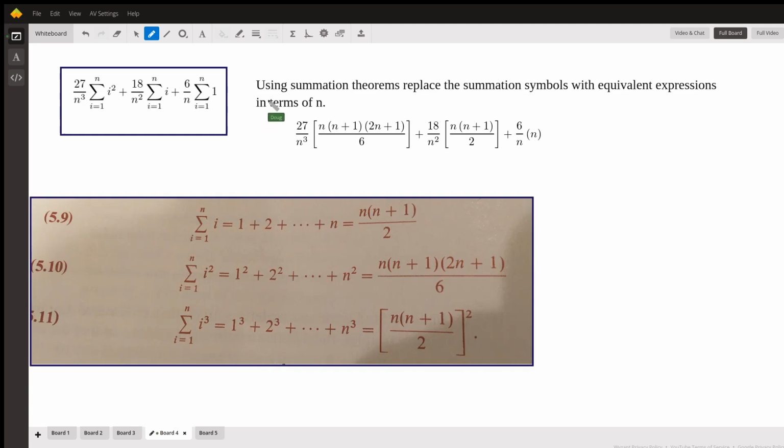So on the next board, what we're going to do is use summation theorems to replace the summation symbols with the equivalent expression in terms of n. And here are your formulas right here. These can be proven using mathematical induction. So if you have the sum from i equals 1 to n of i, 1 plus 2 plus 3 plus blah, blah, blah to 25, you'd put 25 in here. And that would be the sum of those 25 terms. And here's one for the sum of i squared. So we're replacing these expressions right here with their equivalents in terms of n. And as I said before, this is just an n.